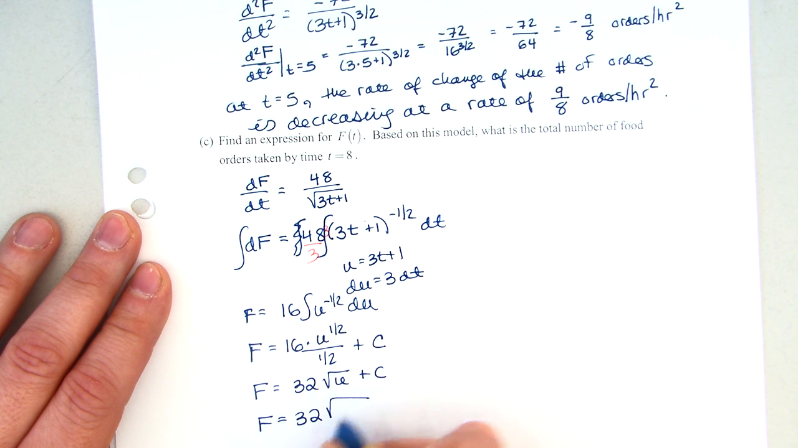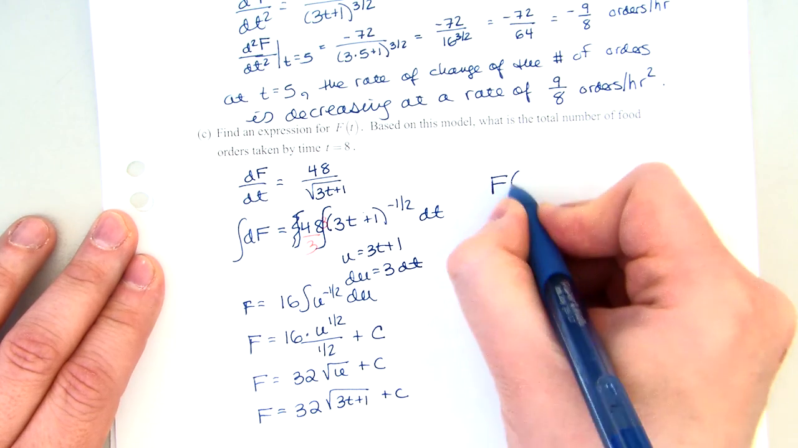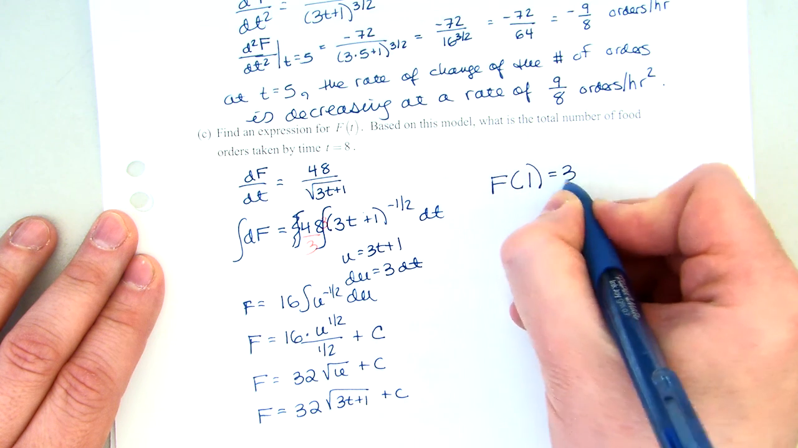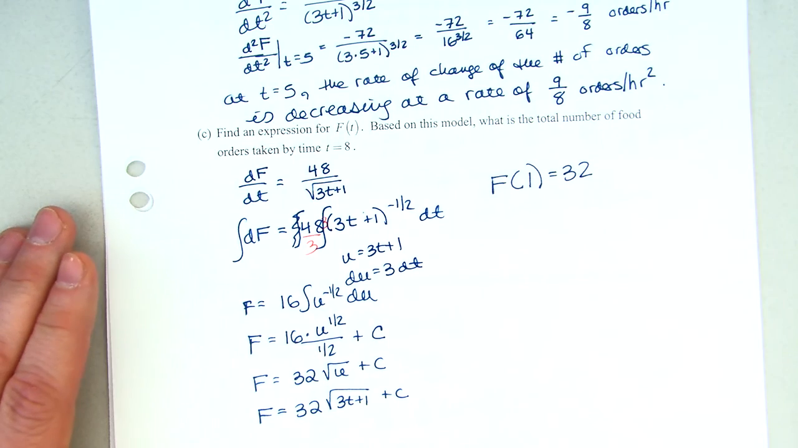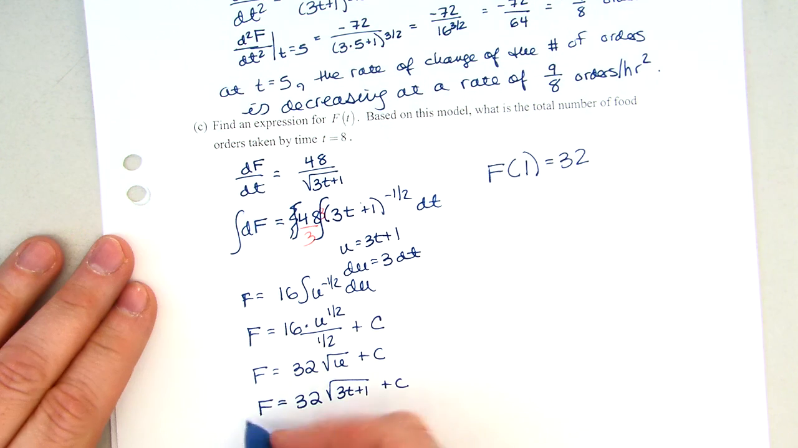Do you have f is 32 times the square root of 3t plus 1 plus c? So again, the initial condition we're going to use was not from this problem, but was from the original that told you at time 1 there were 32 orders. You'll use that to find your c. When you're done, you'll do your f of 8. That's what's going on here. So even if we don't finish, you got a sense where this is going. Oh, this is going to be really nice.